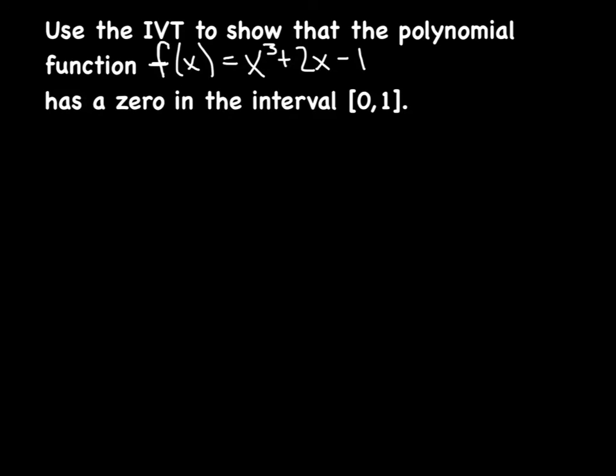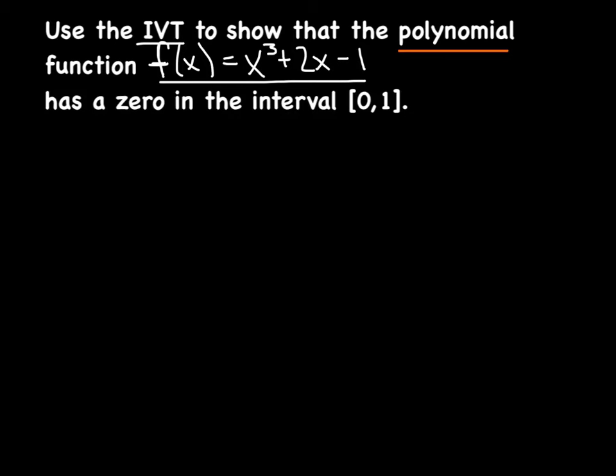But they want us to use the IVT to show that this polynomial function has a 0 somewhere between x equals 0 and x equals 1. Now notice, this is significant that it's a polynomial, and it's part of the reason it's a polynomial is because all the exponents I have are whole numbers, positive whole numbers.